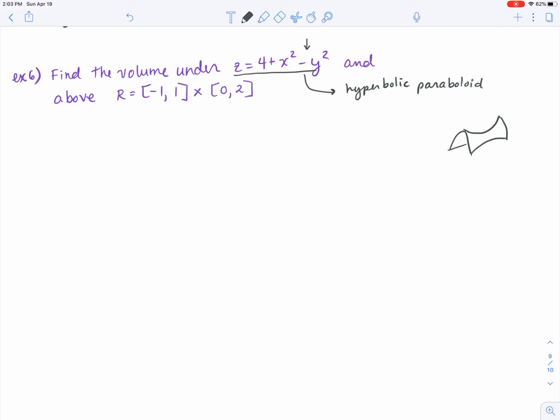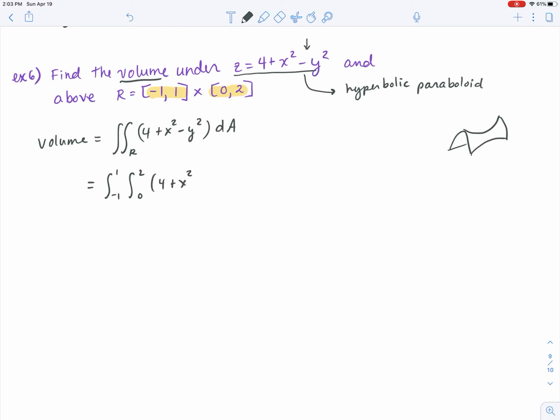So it's not always super important to know what the surface looks like, but I think it's good to have some idea, and sometimes it is really important when we have to sketch these out. But volume is going to come from doing the double integral over R of 4 plus x squared minus y squared dA. And so we just need to put in our limits. And again, because we have a rectangle, the order doesn't matter at all. I'm going to go ahead and do from -1 to 1 on the outside, 0 to 2 on the inside.